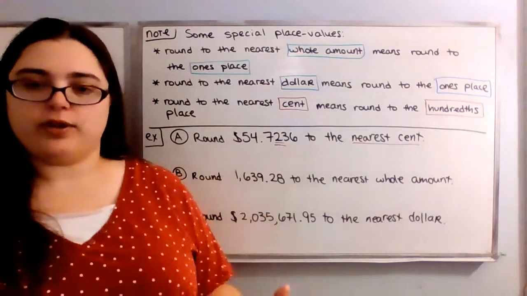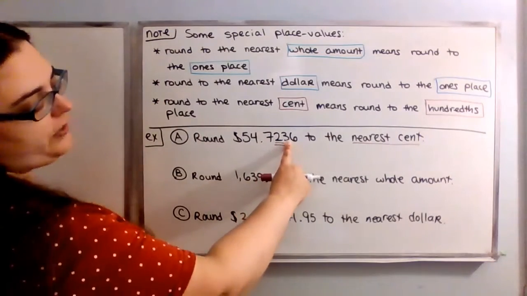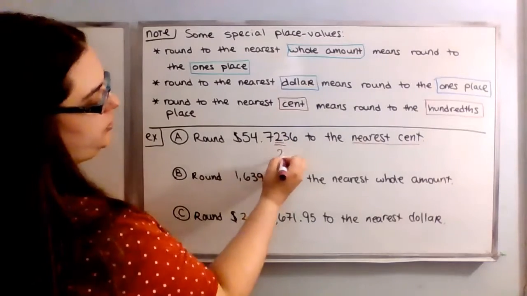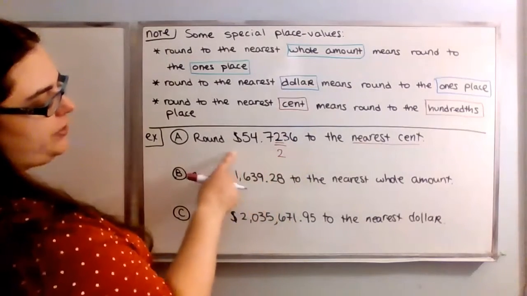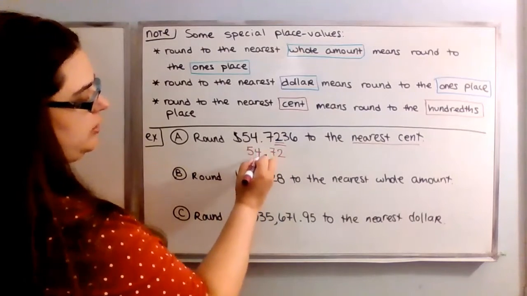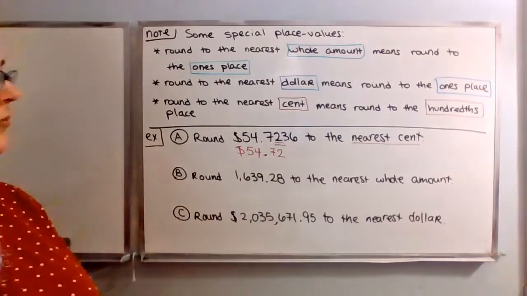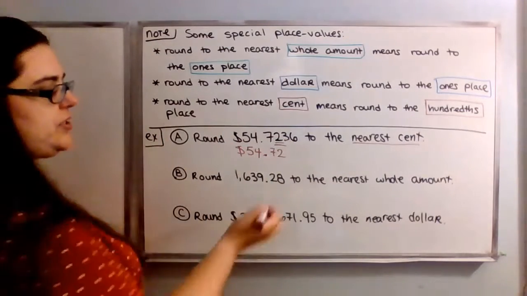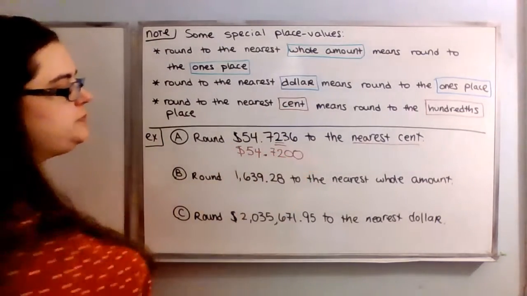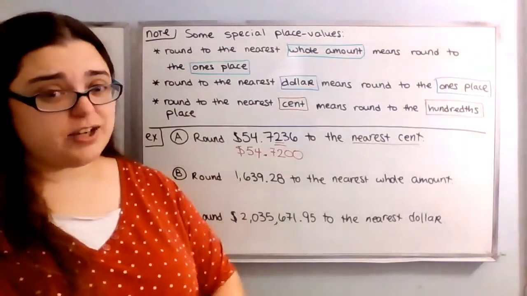Then we follow our rounding rules like normal. So I look to the right, it's smaller than 5, so that means I'm going to keep this 2. I keep everything to the left, so I'm going to keep the 7 and the 54. I also want to make sure I'm including my dollar sign label. And then everything to the right turns into a 0.